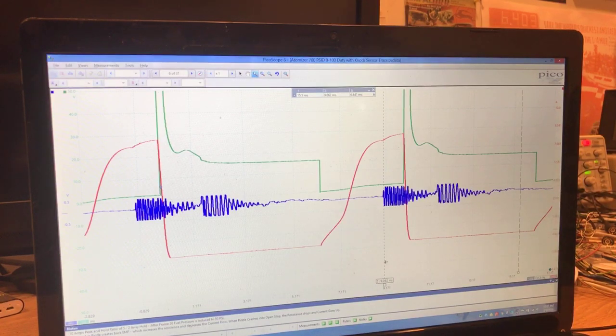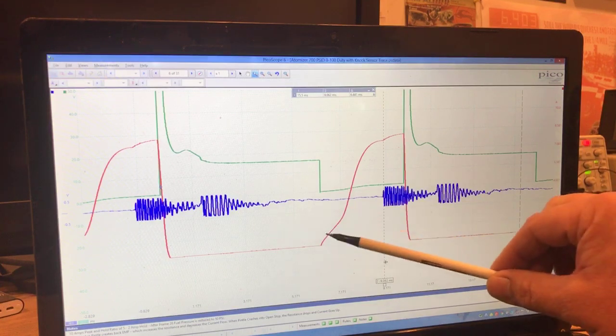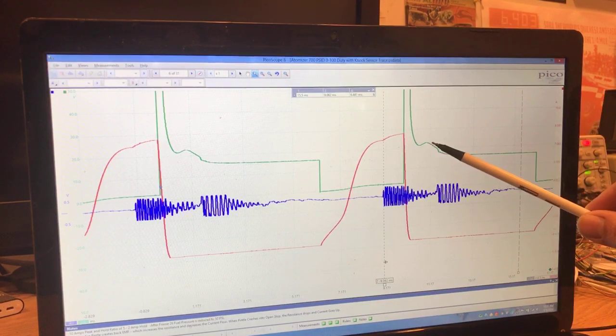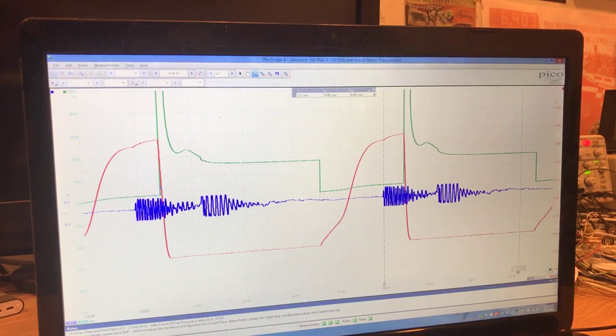Now, once I had the knock sensor signal on here, I could then start to understand what I was looking at with this kink right here in this trace and this weird bit of voltage swing here. Because if I line my cursors up, I'm not sure how well you can see the cursors, but I'll illustrate them with a pen anyway.